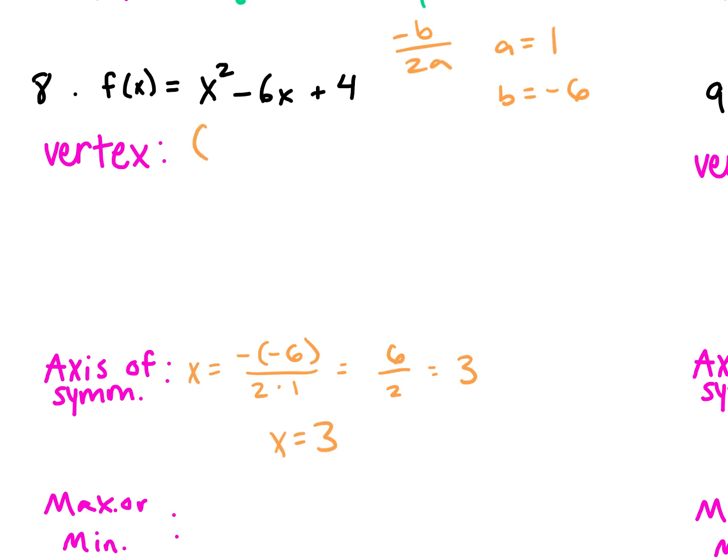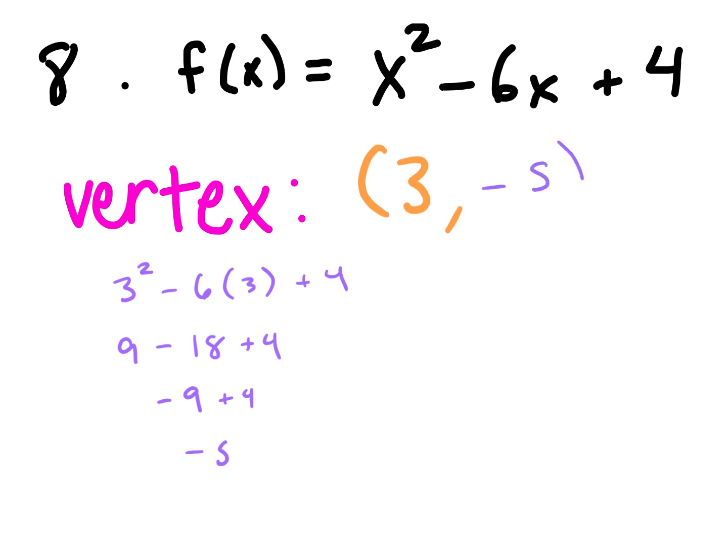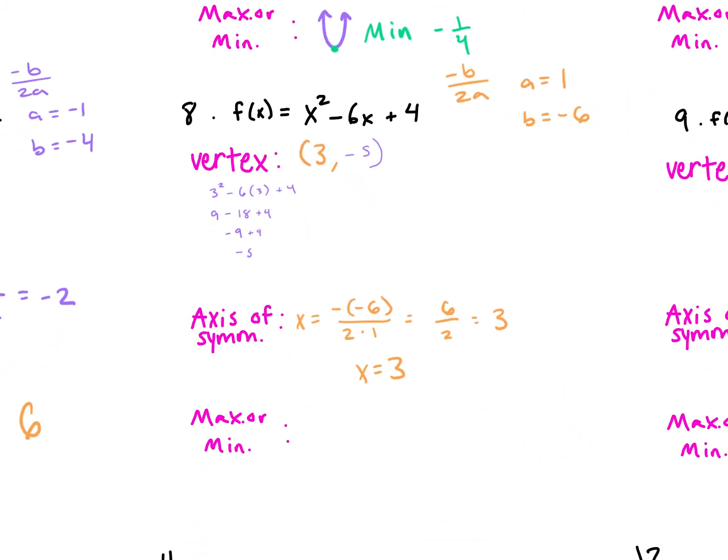So what's the first number in my vertex? 3. How do I find the second number? Plug in 3 for x. So 3 squared minus 6 times 3 plus 4. So what's 3 squared? 9. And what's 6 times 3? -18. -18 plus 4. What's 9 minus 18? Isn't that -5? Well, -9 plus 4 would be -5. Yeah. Perfect. Exactly. So the second number of my vertex is -5.